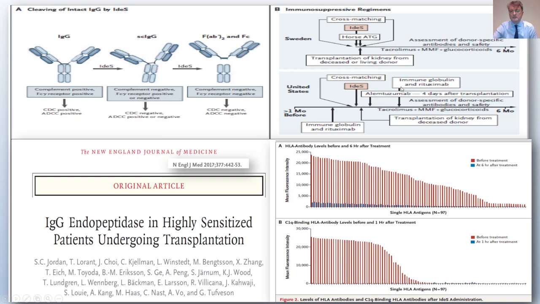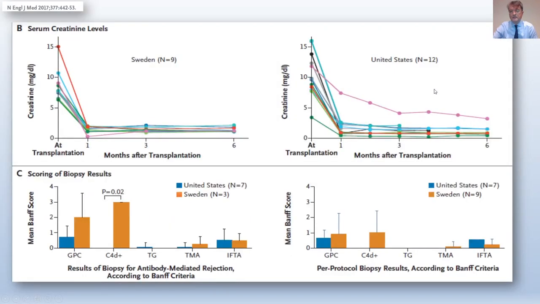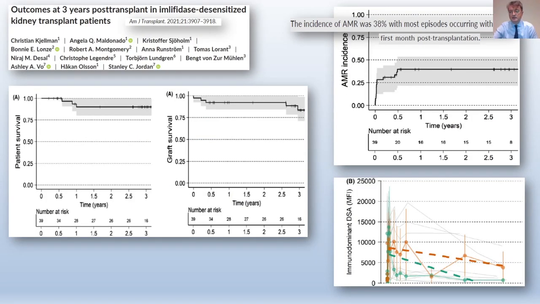However, it should be mentioned that the patient then needs very severe immune suppression, including several biologic drugs like thymoglobulin, this is horse ATG, and or alemtuzumab and rituximab. And even though the results at 6 months were favorable in terms of maintaining the graft, in the long term it was shown that even with such heavy immune suppression, the incidence of antibody-mediated rejection was 38%, and most episodes occurred early, within the first month post-transplant.